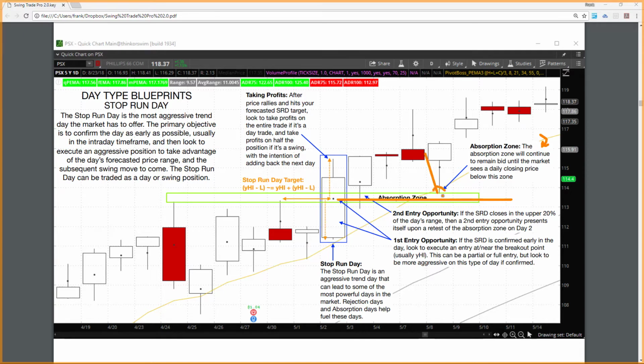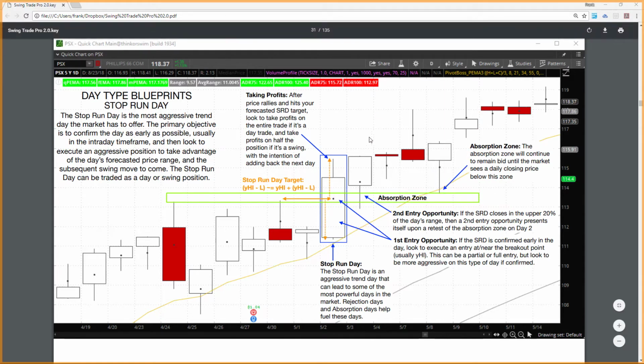So even the pullback here offered another opportunity for bulls to defend and continue this thing higher. So a very good example here with regards to stop run days.